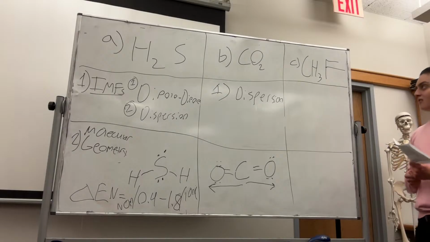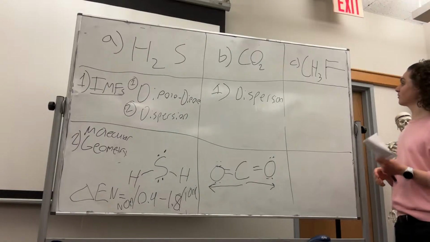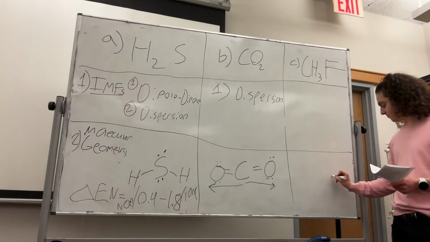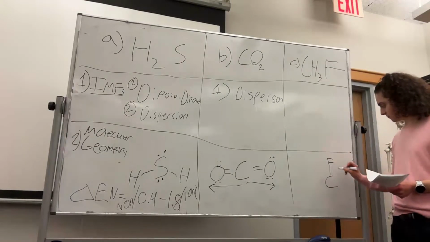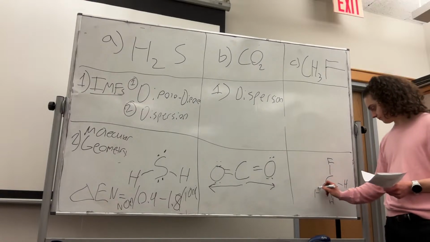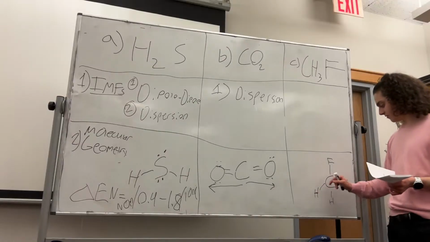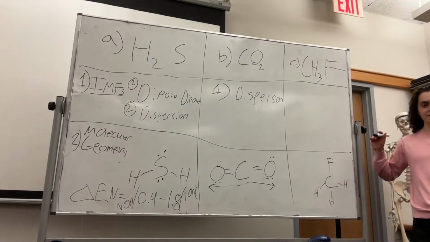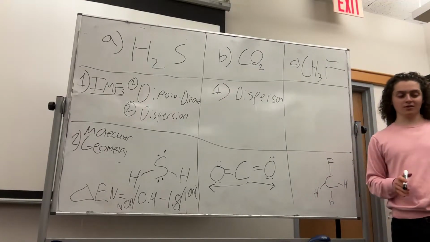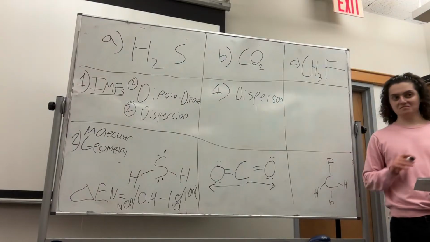CH3F: is the bond between carbon and hydrogen polar, and is the bond between carbon and fluorine polar? So I'm going to draw out this one for you. And now let's figure out if between carbon and fluorine there's enough of a difference in electronegativity to make it polar. So we're not using numbers, but we are using the periodic table. Are these guys directly adjacent to each other on the table? Like, are they connected? No.